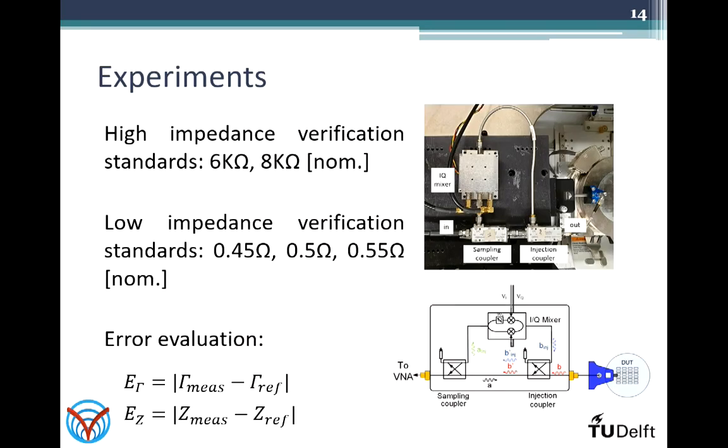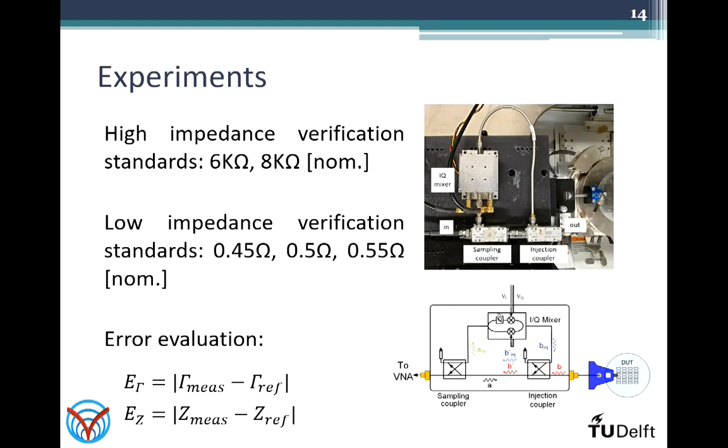To validate and verify the results of the measurement, we used two high impedance standards, nominally 6 kilo and 8 kilo, and two low impedance verification standards with an impedance within 1.4 and 1.55 ohm. To evaluate the quality of the measurement, we evaluate the absolute error both on the S parameter and on the impedance to build a worst case error band.